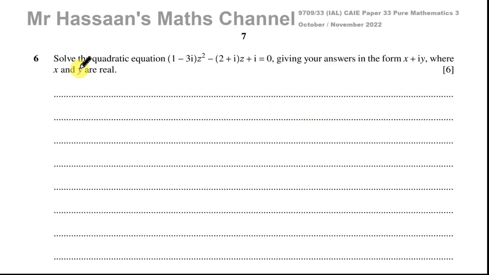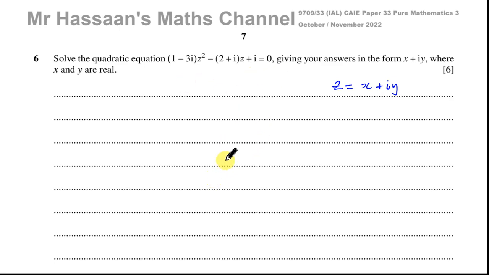Okay. So it says solve the quadratic equation. So they tell us it's a quadratic equation, giving your answer in the form x plus iy, where x and y are real numbers. So our answer is going to be z equals something of this form, x plus iy, where you have a real and an imaginary part. It's going to be a complex number.